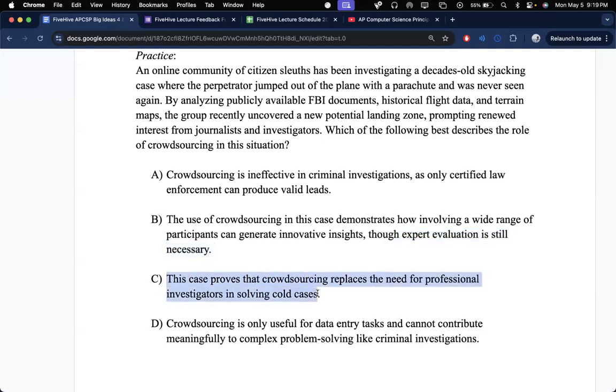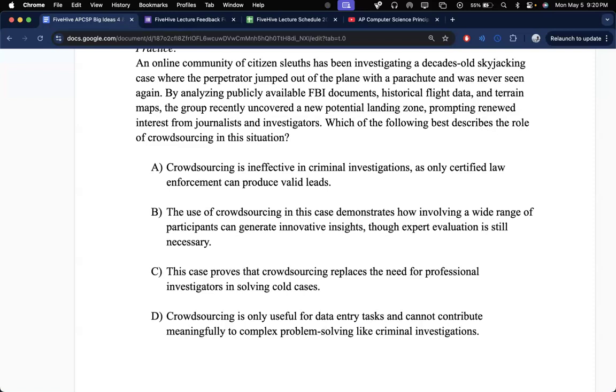This case proves that crowdsourcing replaces the need. No, of course not. Crowdsourcing is only useful for data entry tasks. Obviously, that's wrong too, right? So literally all they want you to know is crowdsourcing is good. When making code, get everyone's input, and crowdsourcing can solve any problem you can imagine, just as long as you have professional opinions as well, right?